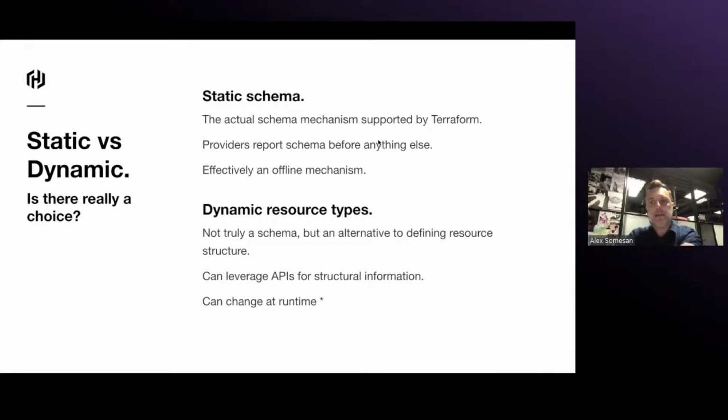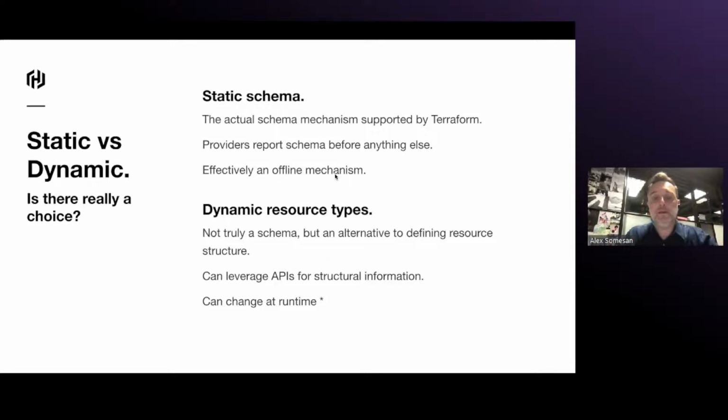So at the time when it needs to report schema to Terraform, the provider doesn't have access to the target API or any remote systems for that matter, because it hasn't yet been configured. Going back to that protocol workflow, we remember that get schema comes before configure. So because it hasn't yet been configured, it doesn't know about the target system, and this makes schema effectively an offline mechanism.